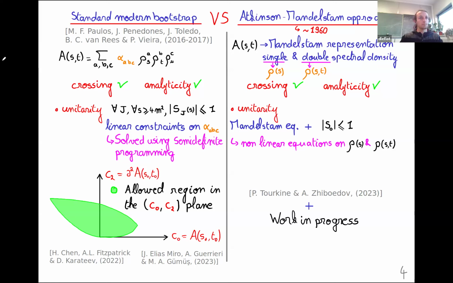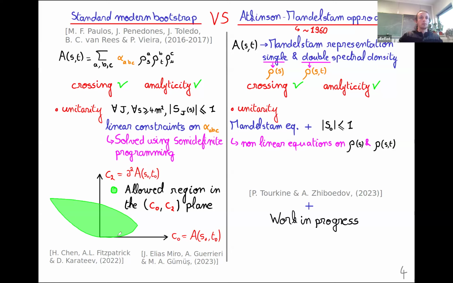And so using this method, two teams were able to derive an allowed space of a scattering amplitude in 4 dimensions. So I am still talking about identical massive scalars there. This result was derived by Chen, Fitzpatrick, and Karateev, and Elias Miró, Guerrieri, and Mehmet Gümüş. So Mehmet is now in Annecy and is one of my collaborators.